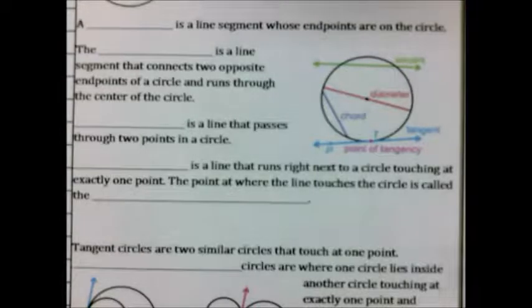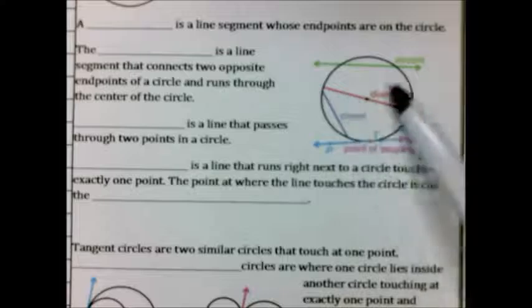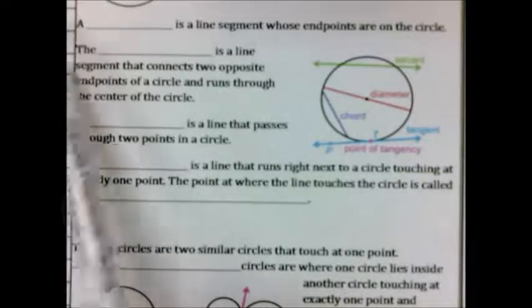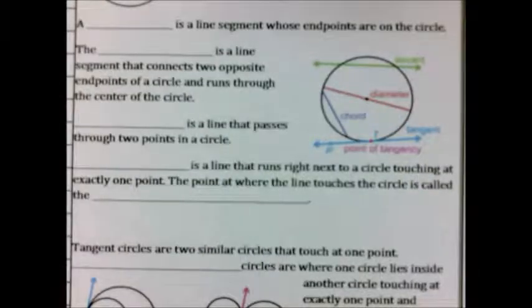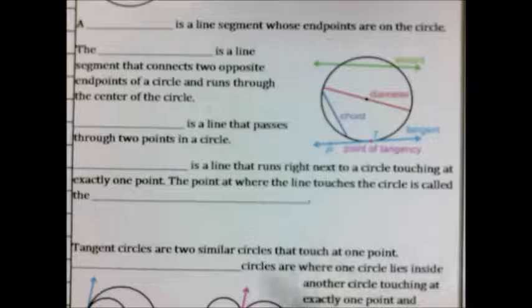Alright, so in this next section, for each one of these blanks, we can see the answer written in this diagram here. It says a blank is a line segment whose endpoints are on the circle, and we see that the diameter is one of those, but we're not talking specifically about the diameter. We're open-ended. We're talking about the chord. A chord is a line segment whose endpoints are on the circle, and it can be from any part of the circle as long as it connects and ends at the endpoints of the circle.